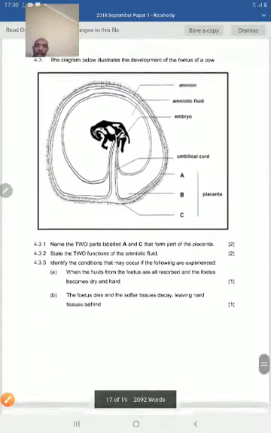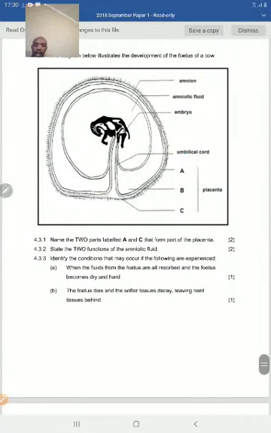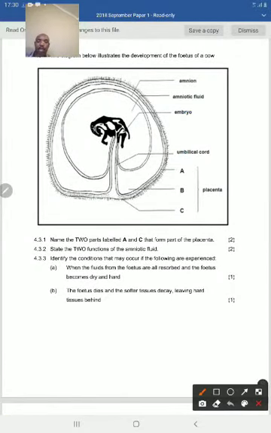Let us continue. Let's look at this one. Name two parts labeled A and C that form part of the placenta. Definitely A is a chorion and C is allantois. So A is a chorion and then C is the allantois.